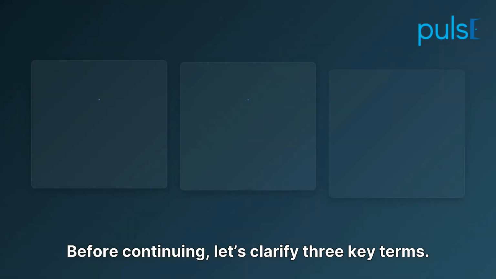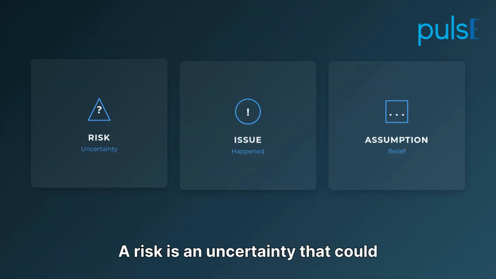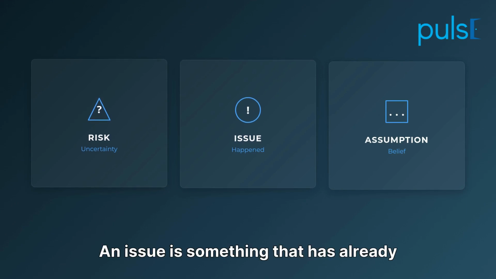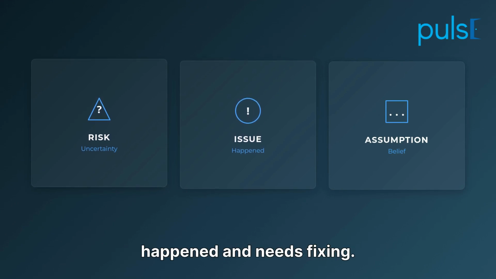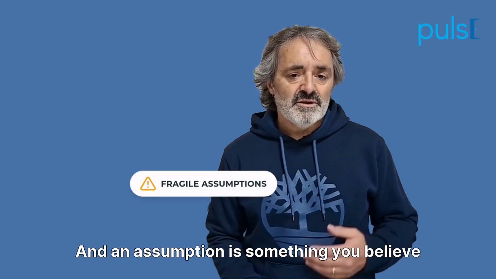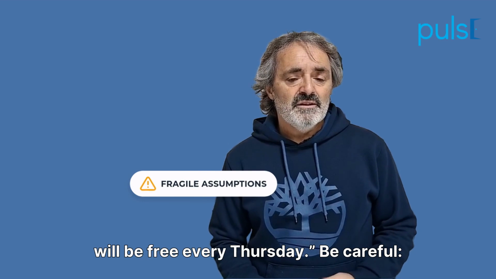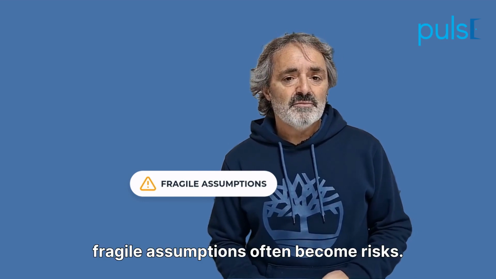Before continuing, let's clarify three key terms. A risk is an uncertainty that could affect your project outcomes. An issue is something that has already happened and needs fixing. And an assumption is something you believe is true. For example, the lab will be free every Thursday. Be careful. Fragile assumptions often become risks.